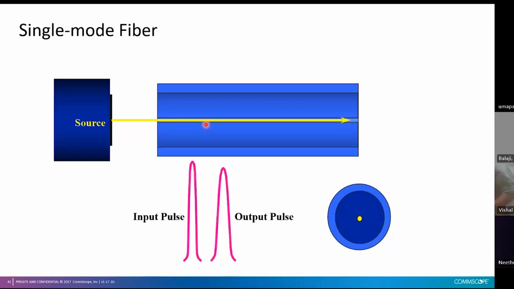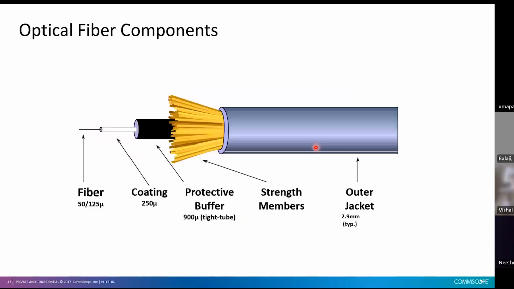Whatever laser light you give goes in the actual mode on the core area and reaches the other destination, and with the help of the cladding the signal will not move out. So these are the basic components. When you say fiber, it is a part of core and cladding only. You cannot separate the cladding from the core.